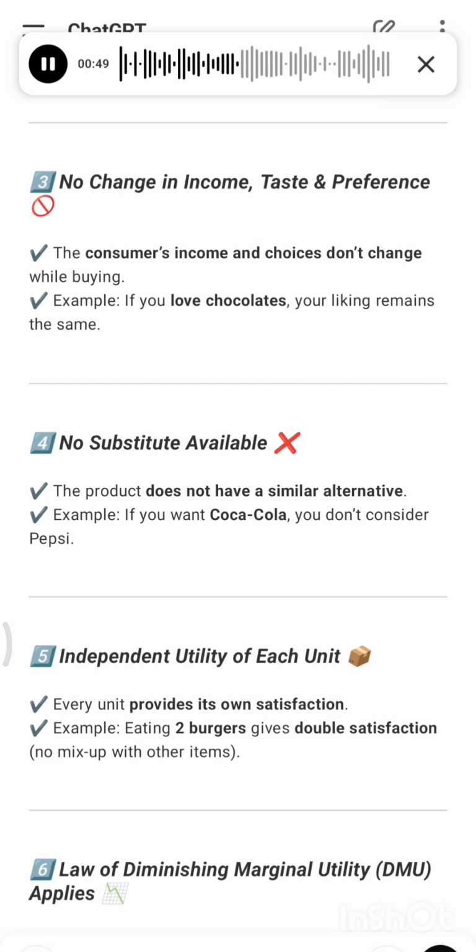4. No substitute available. The product does not have a similar alternative. Example: if you want Coca-Cola, you don't consider Pepsi. 5. Independent utility of each unit. Every unit provides its own satisfaction. Example: eating 2 burgers gives double satisfaction. No mix-up with other items.